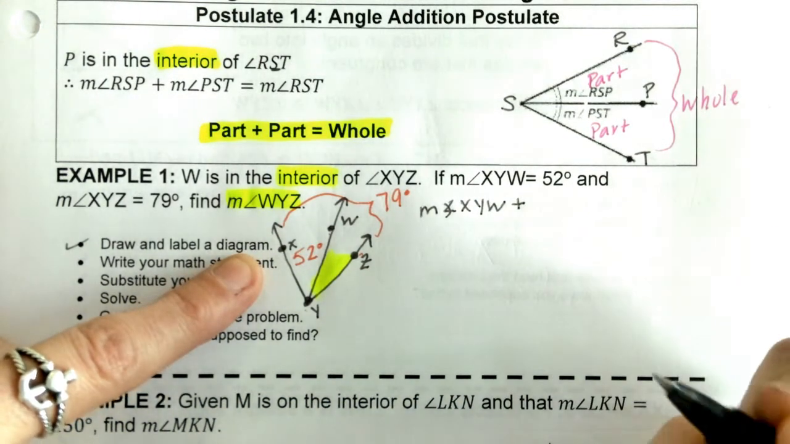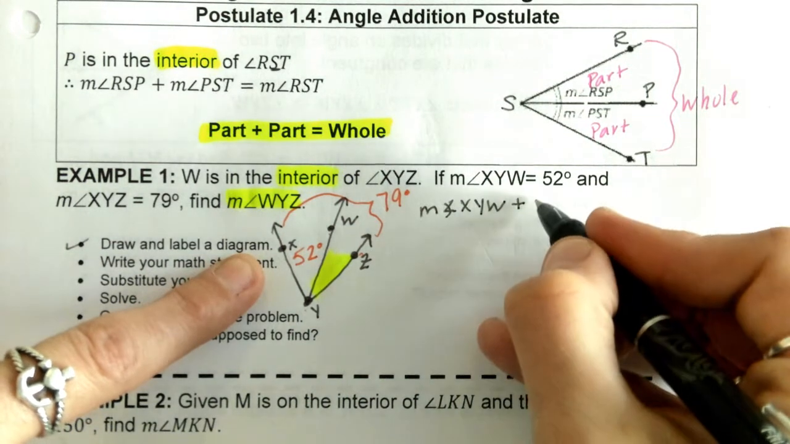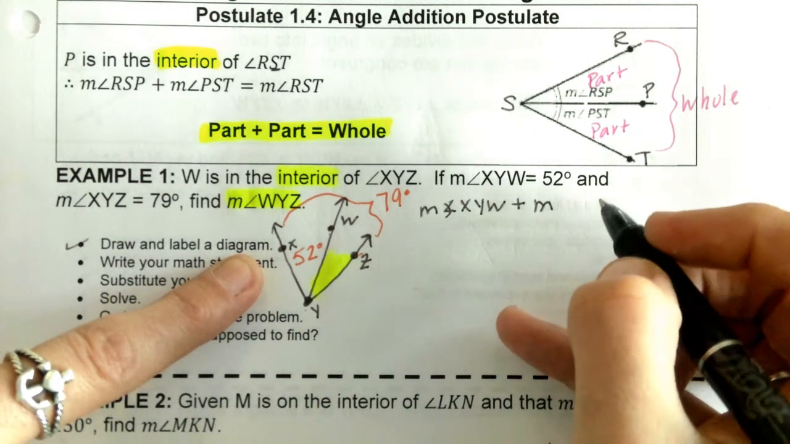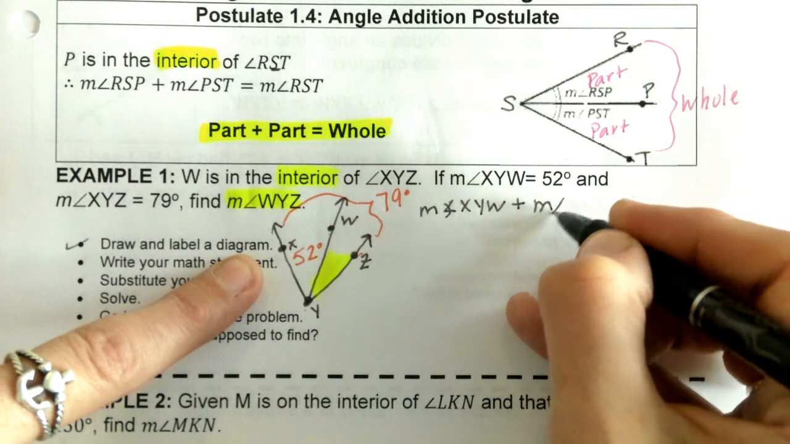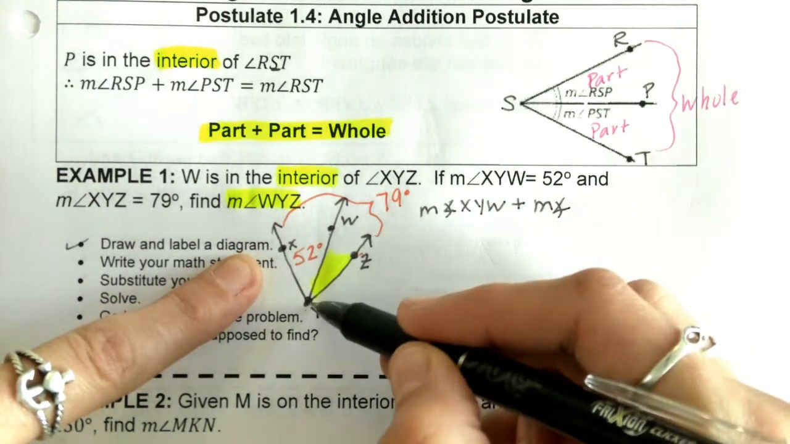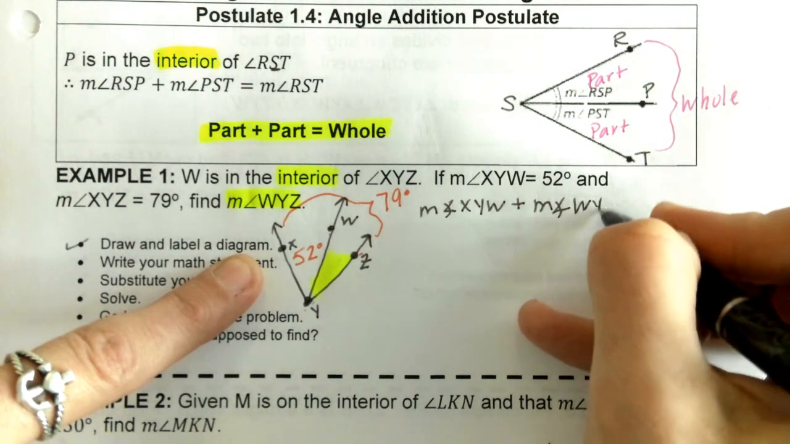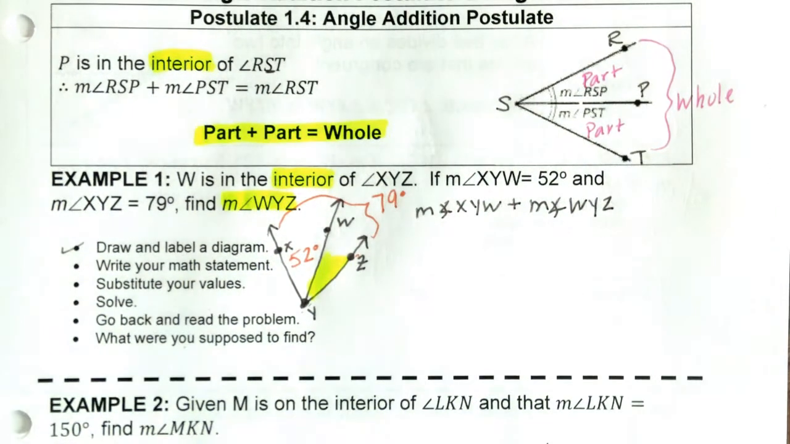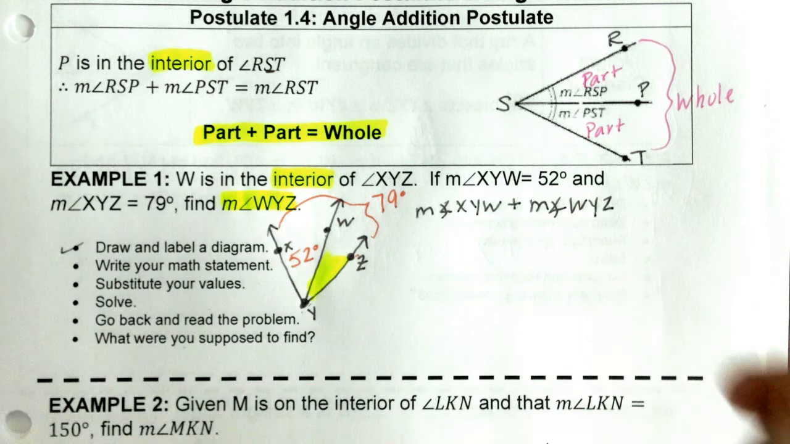plus what? The measurement of what? Angle, good, angle WYZ. You know what? Honestly, I need to lay off the fact that you guys aren't saying angle. As long as you got those letters and you know what we're talking about, that's important.